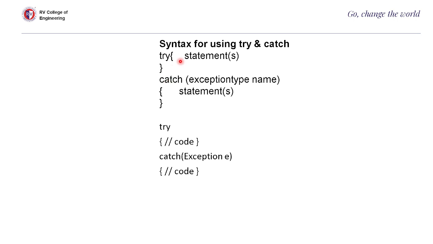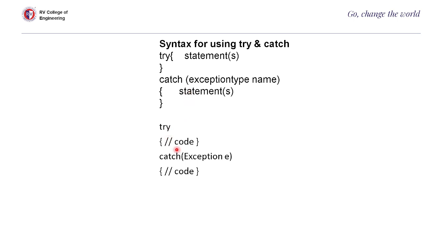If you have a try block, you should have a corresponding catch block. You can't have a try block only. We should have at least one catch block. You can have multiple catch blocks for a single try, but if you have one try block, you should have at least one catch block.